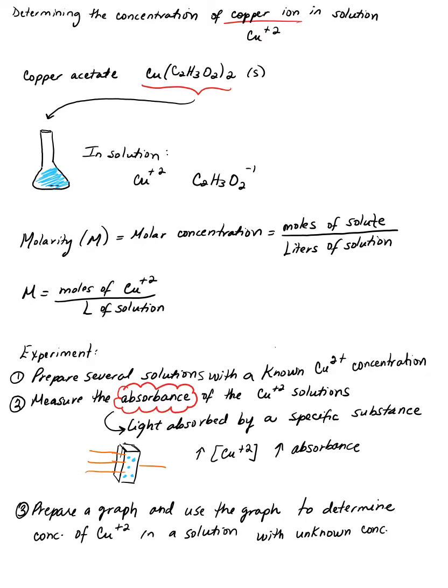So when copper acetate is in solution, what you have is the ion of copper, copper plus 2, and the ion of acetate. But everything that we're going to be recording, all of your experimental data corresponds to the ion of copper in solution.